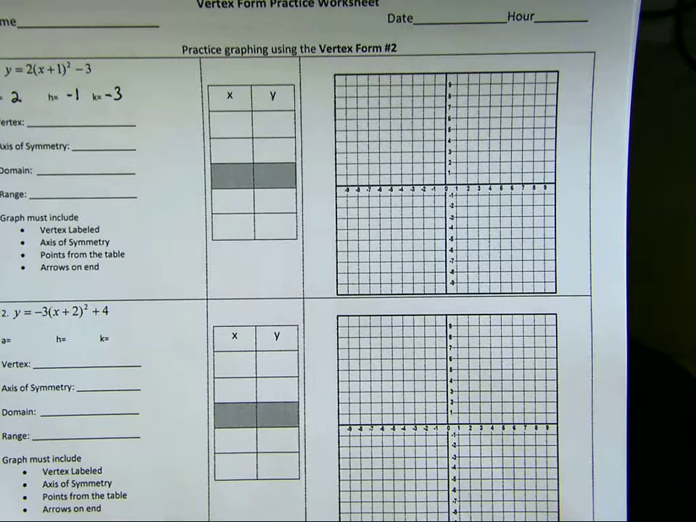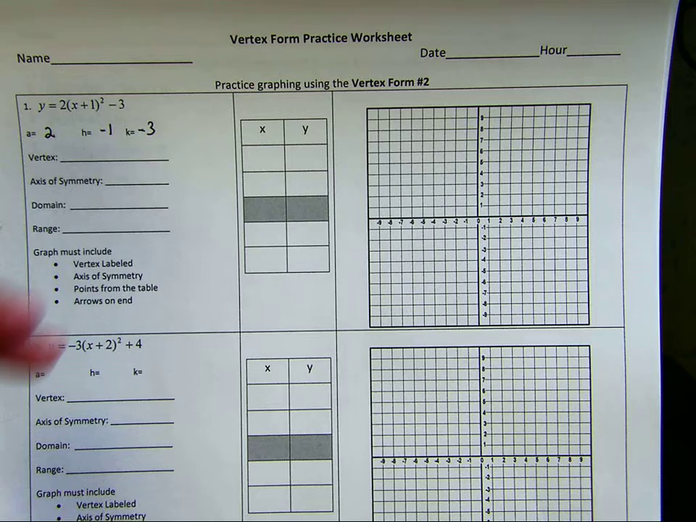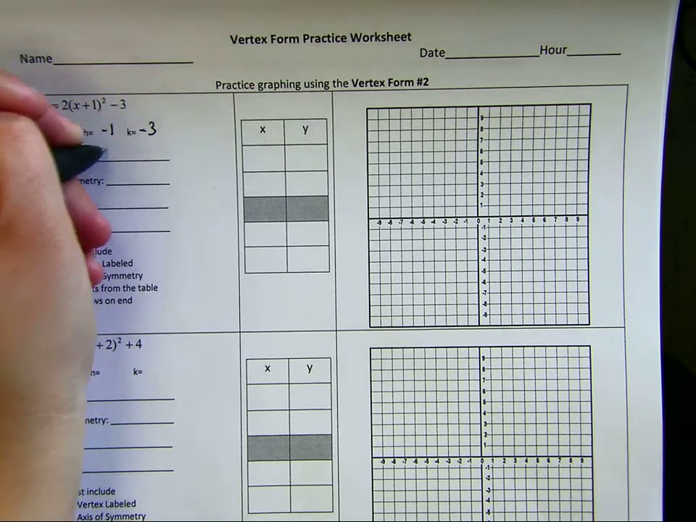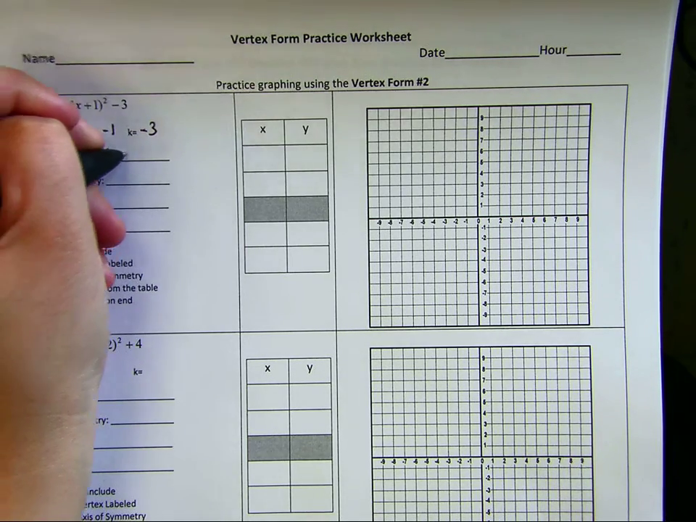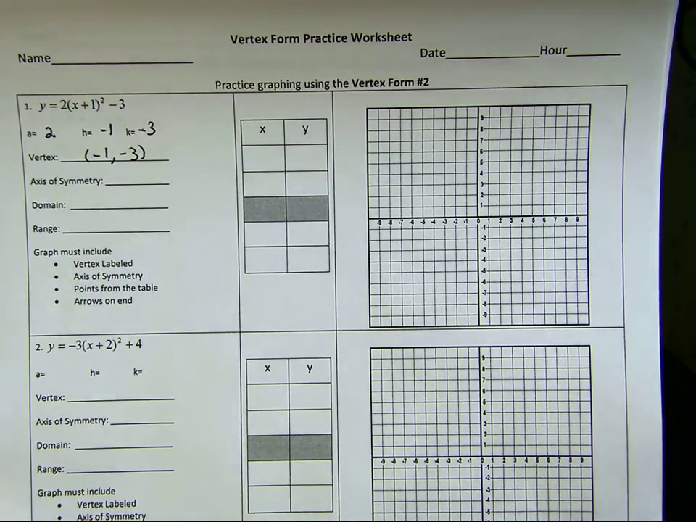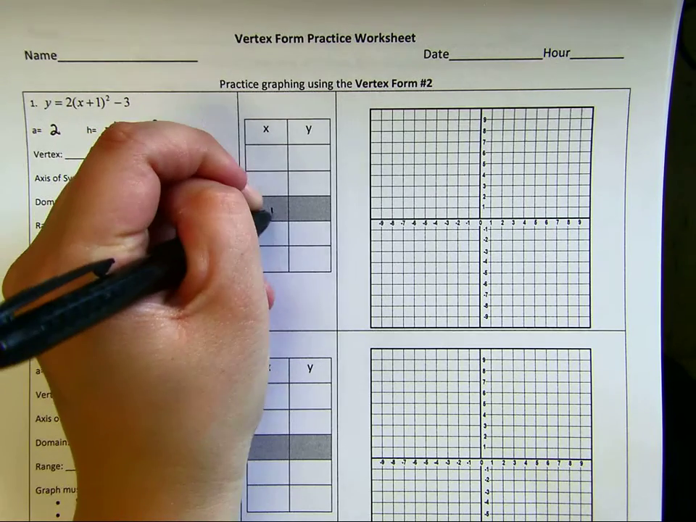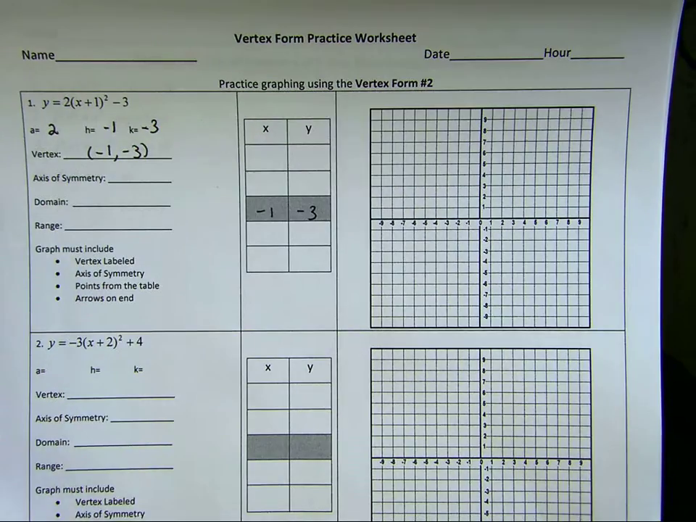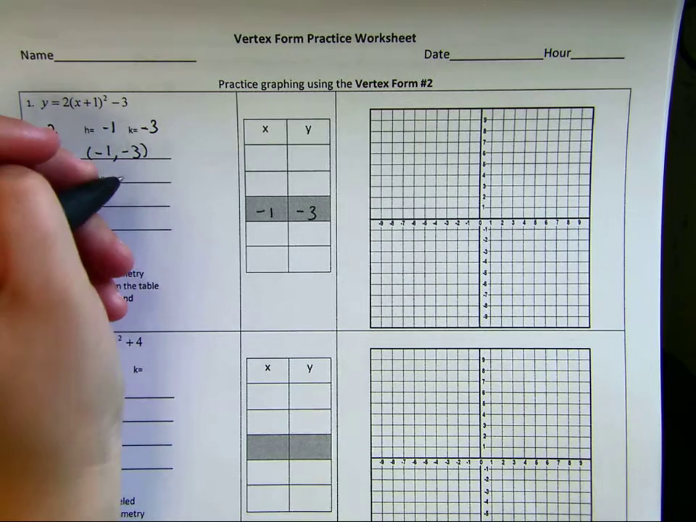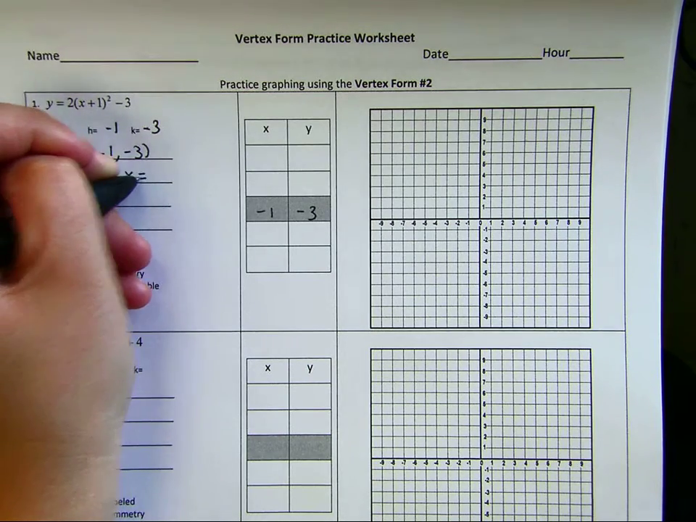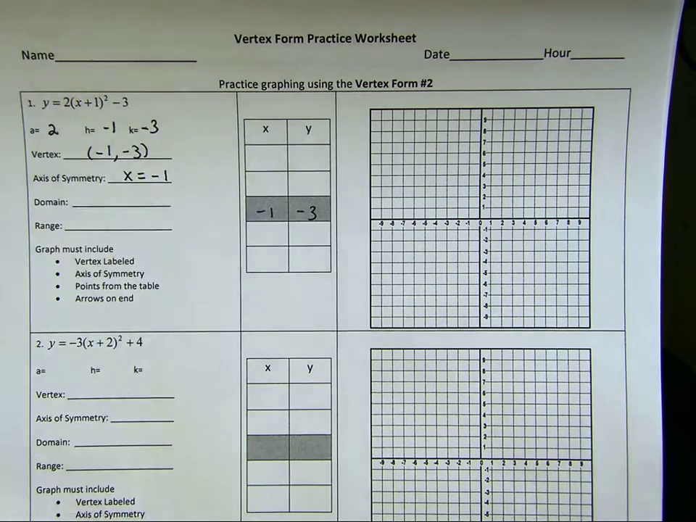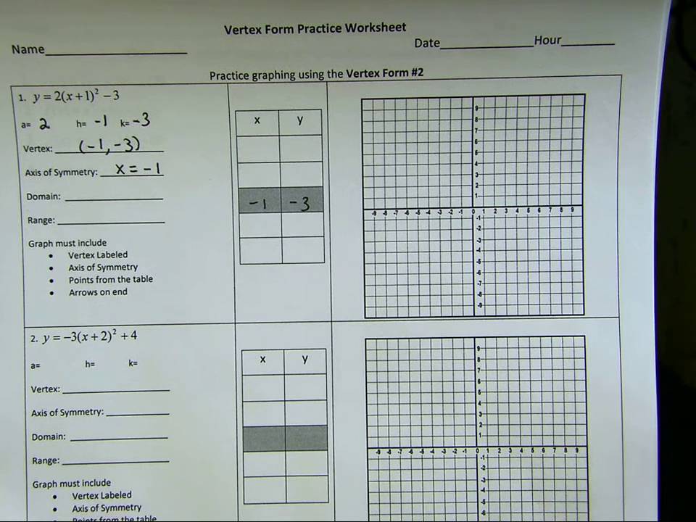Now your vertex is always H comma K. So your vertex or your bouncing point will be -1, -3. Now since it's the middle of your graph, you're going to put it in the middle of your table. Axis of symmetry will always be your x value. Make sure that you write an equation. So it's x equals -1.